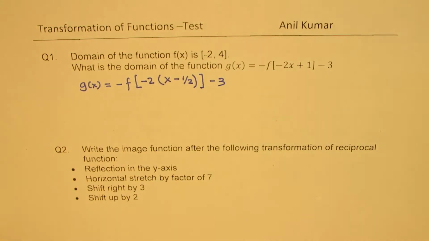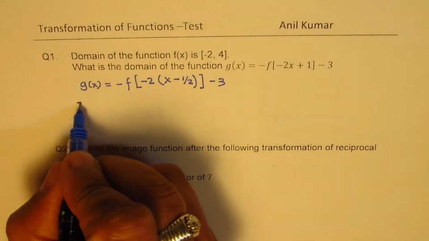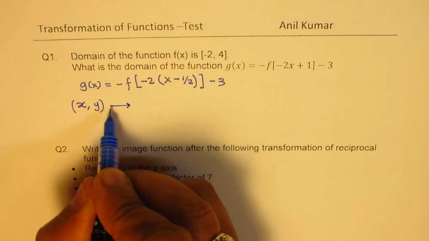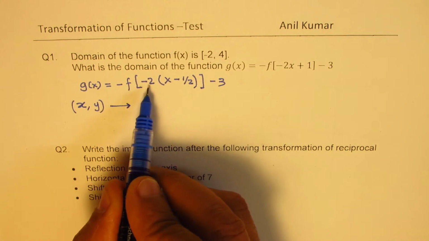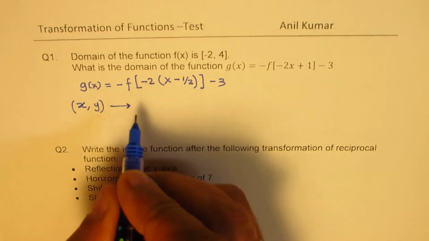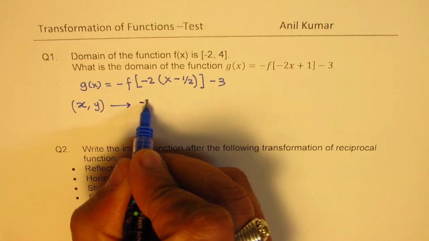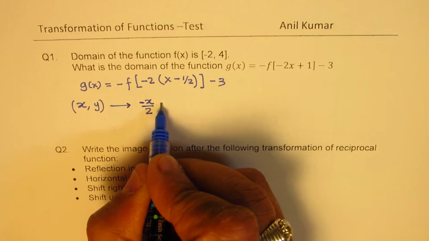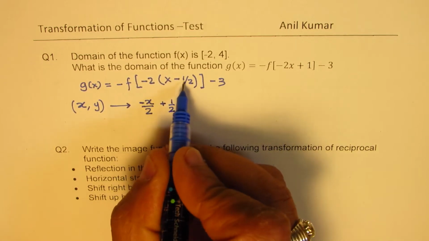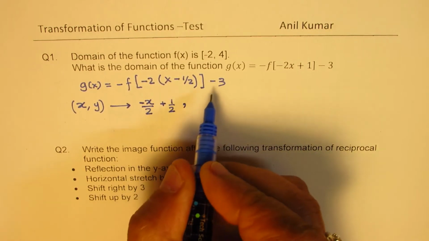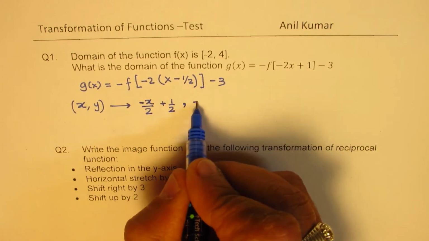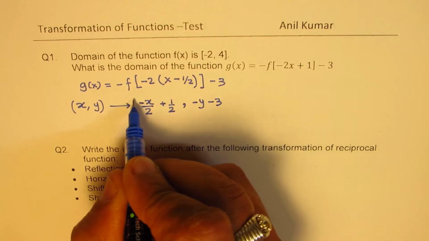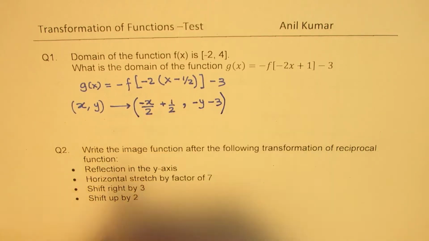Now if that is the transformation, then any coordinate point x and y on the original function will now get transformed. The x values will be divided by minus 2, so we have minus x by 2. And that means you have to add half, translated half unit to the right. The y coordinate values will get multiplied by the negative value, and then you will do negative 3. So that is how the coordinates will change.